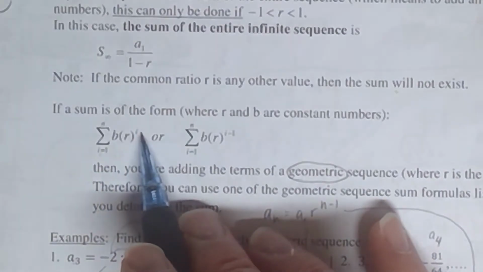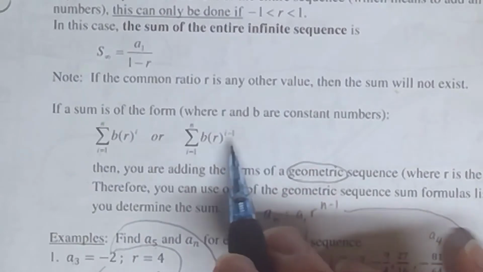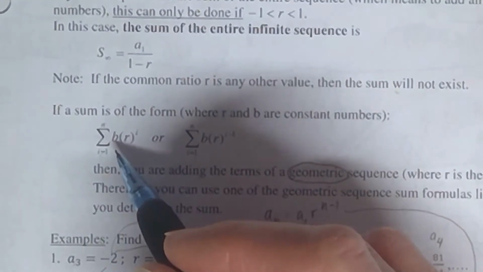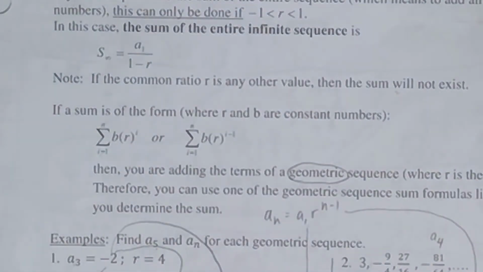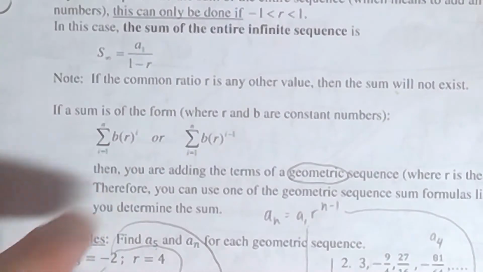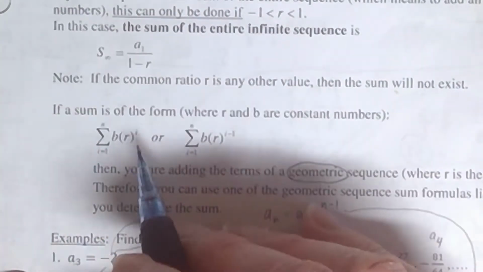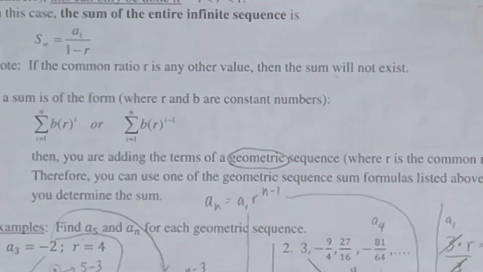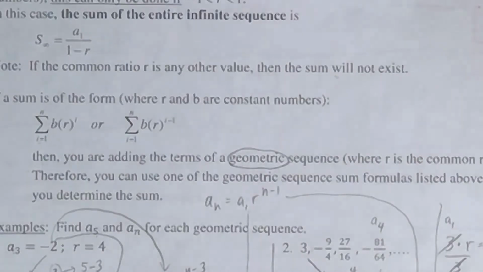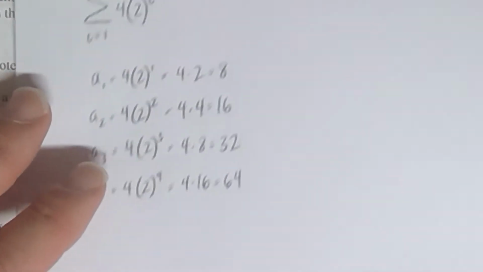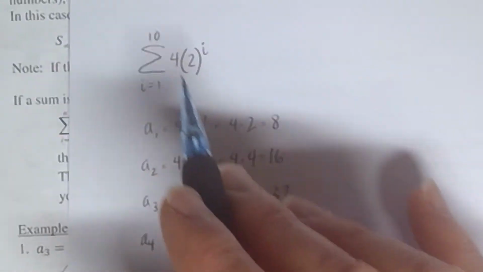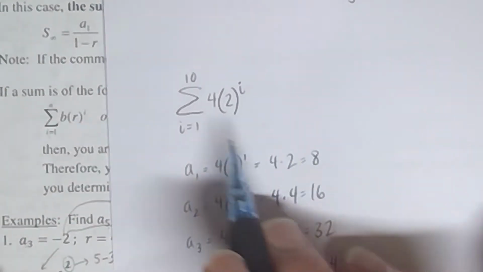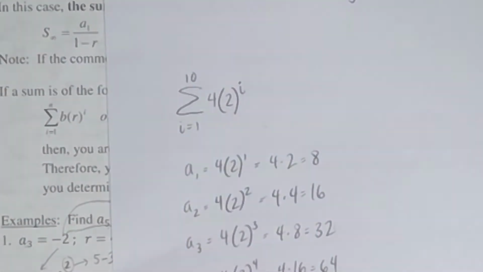If the variable is only in the exponent, the exponent could be i minus 1 as well. But if the variable is in the exponent and you have constants in these two spots, then that means it's going to be a geometric sequence where r is the common ratio, and that's why they call it r. Just to give you a quick example, you don't have to write this one down. Doesn't this look like what we just talked about? See how you got b and then the bracket and then the i, and you got 4, 2, and i. So it looks like that.